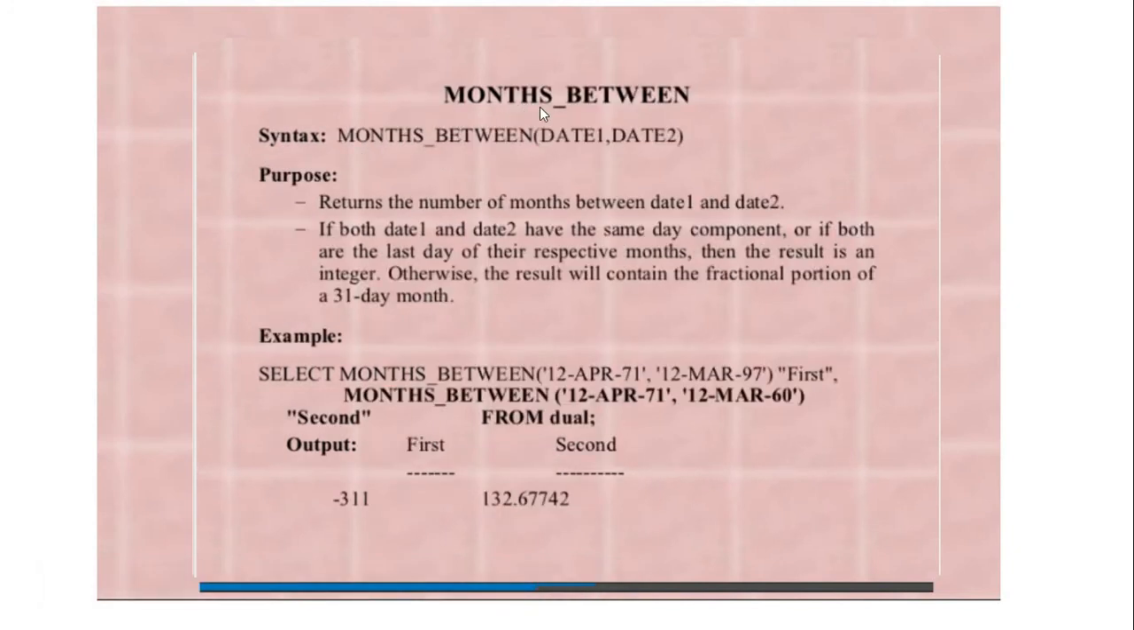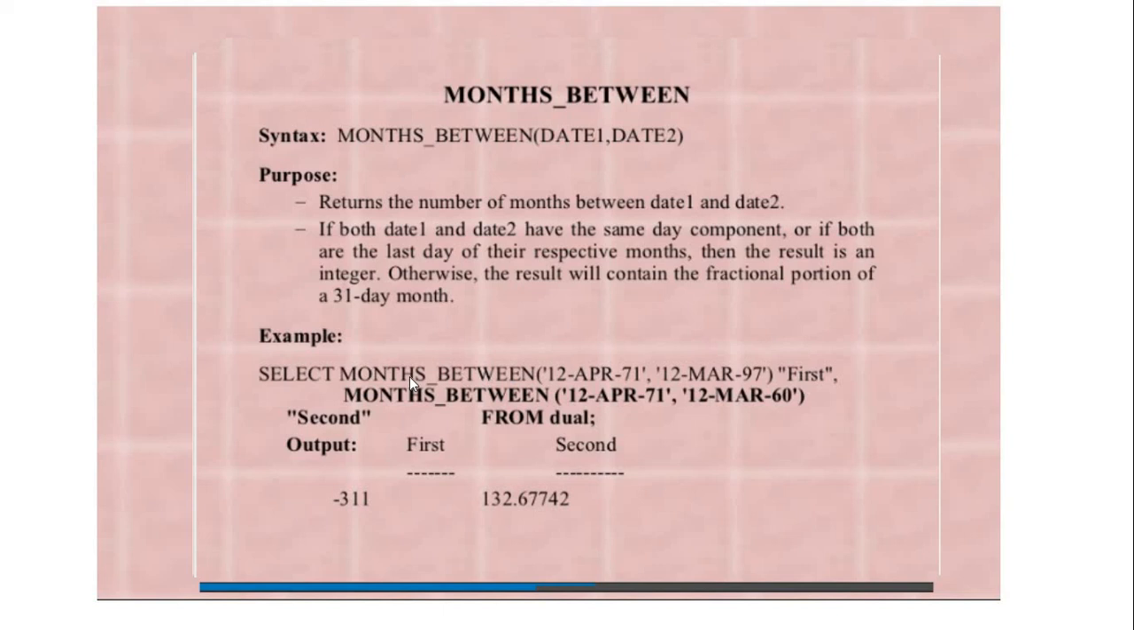Then the next function is months between, that basically calculates the number of months between date 1 and date 2. If both date 1 and date 2 have the same days component, or if both are the last day of their respective months, then the result is an integer. Otherwise the result will contain the fractional portion of a 31-day month.